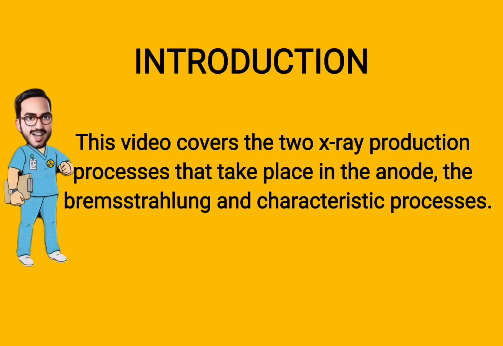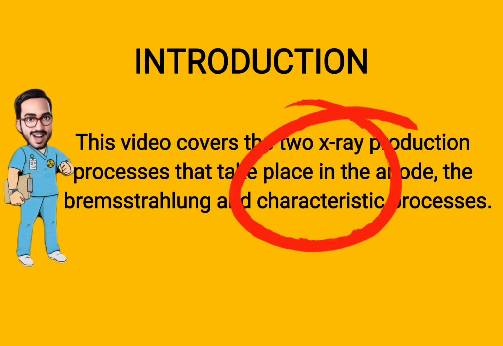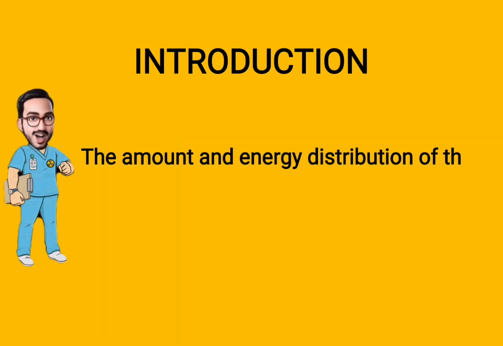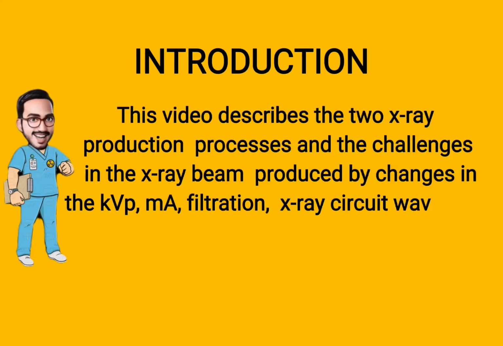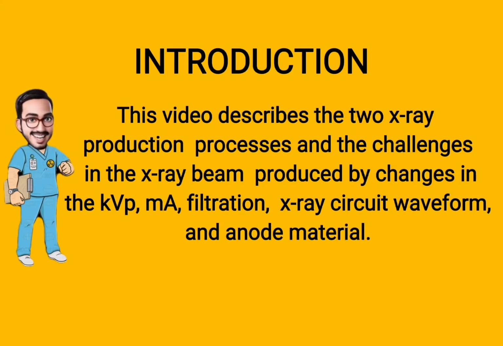This video covers the two X-ray production processes that take place in the anode, the Bremsstrahlung and the characteristic processes. The amount and energy distribution of the X-rays from the processes are different and influence the appearance of the final image. Also, this chapter describes the two X-ray production processes and the changes in the X-ray beam produced by changes in the kVp, mA, filtration, X-ray circuit, waveform, and anode material.